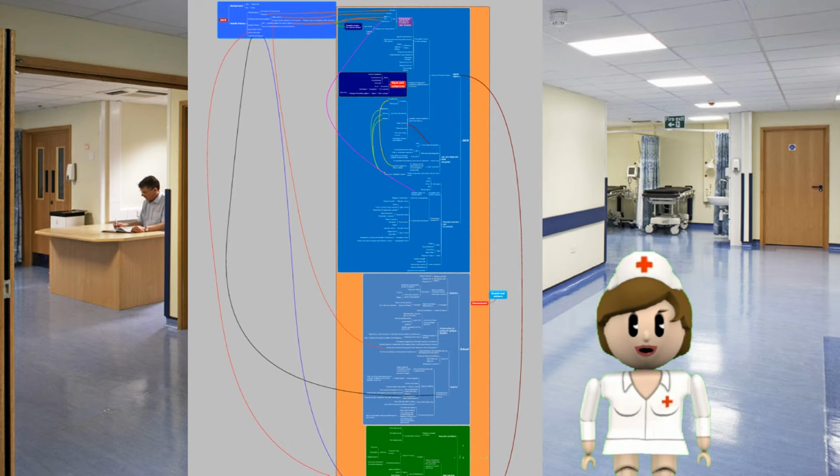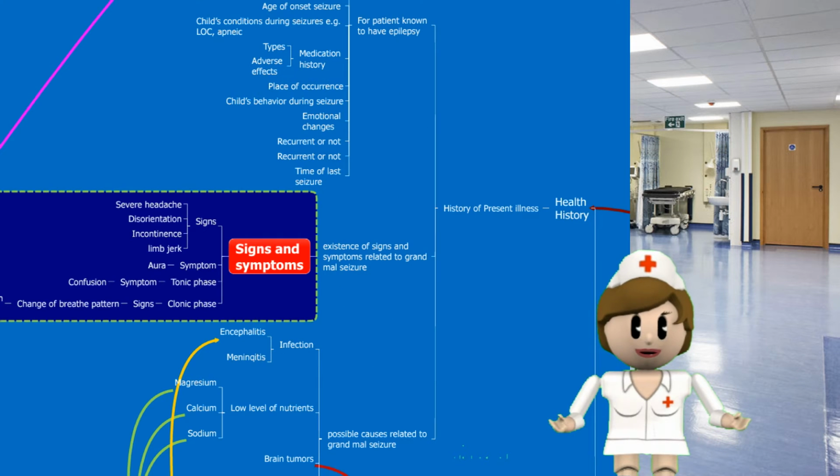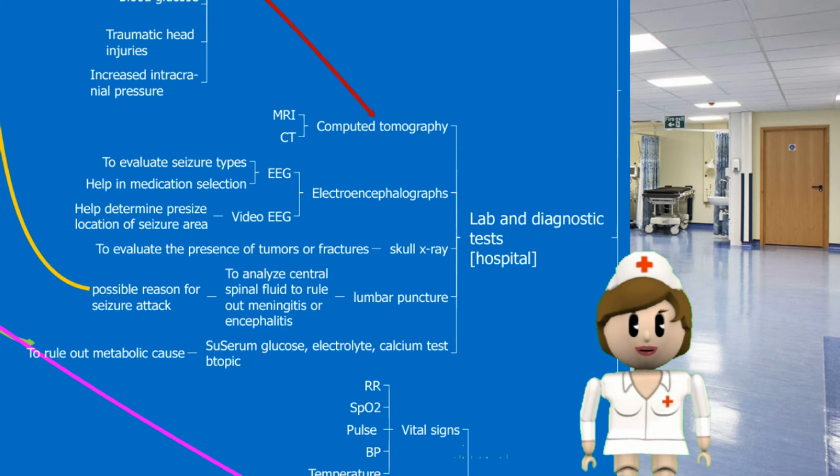Next, we are going to move on to the next main area of the concept map to see how grand mal seizure is related to Jack's condition. Firstly, we will be looking at the assessment part. In the assessment part, it includes 3 assessment areas that are school, Jack's parents, and Jack. Now let's take a look at Jack's assessment. There are 3 aspects to assess Jack: his health history, physical examination, and lab diagnostic test.